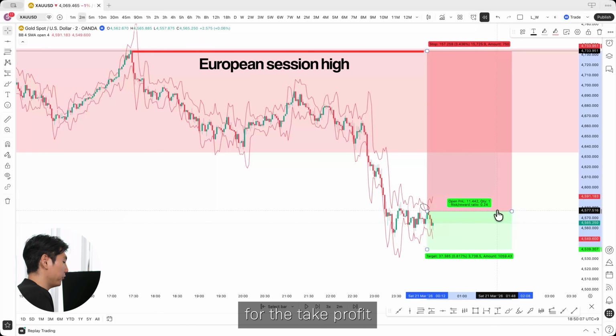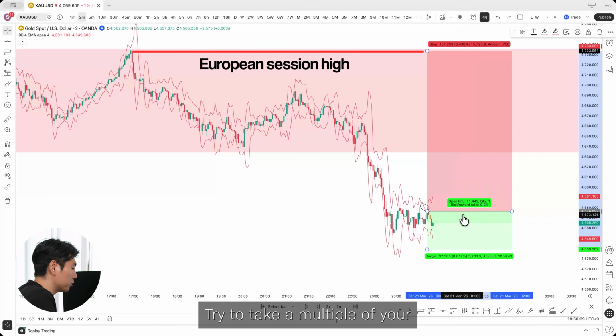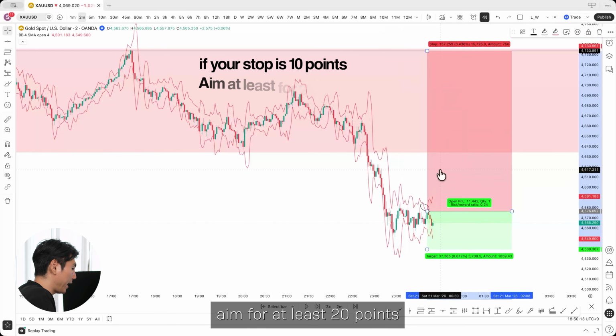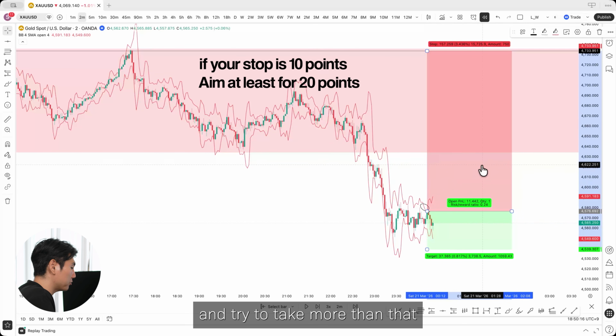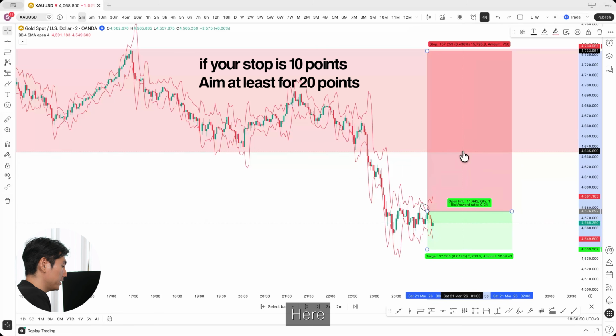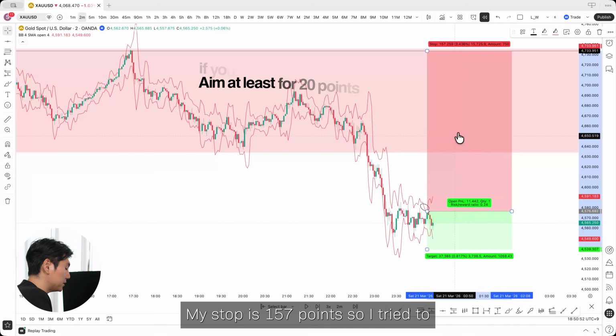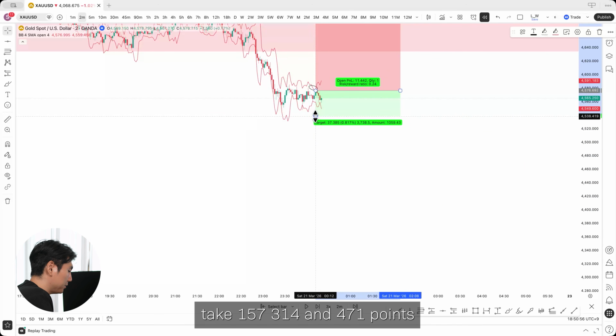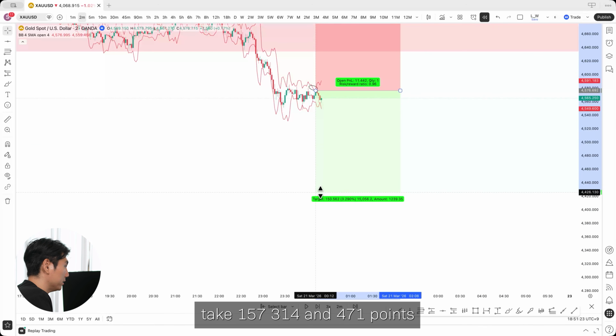For the take profit, try to take a multiple of your stop distance. If your stop is 10 points, aim for at least 20 points and try to take more than that. Here, my stop is 157 points, so I try to take 157, 3014, and 4071 points.